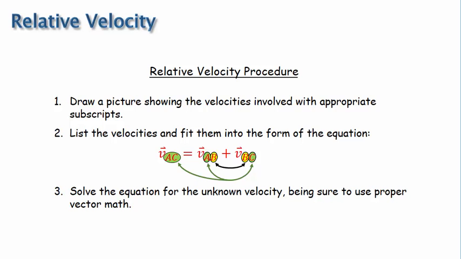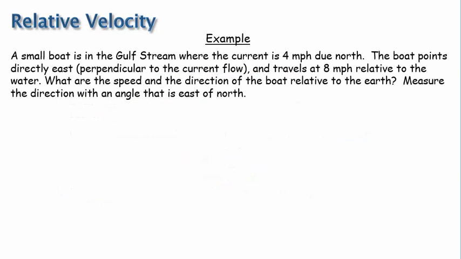So now let's work through a two-dimensional example. A small boat is in the Gulf Stream where the current is 4 miles per hour due north. The boat points directly east, perpendicular to the current flow, and travels at 8 miles per hour relative to the water. What are the speed and the direction of the boat relative to the Earth? When we write that, measure the direction of the angle that is east of north.